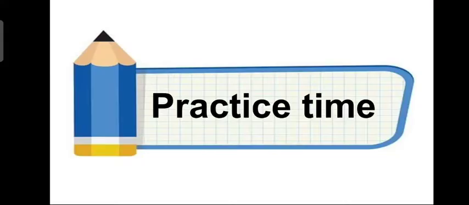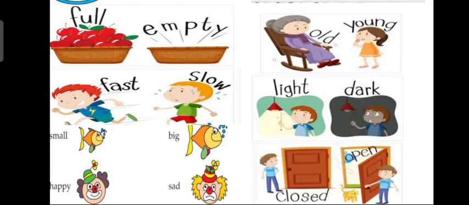Now practice time. Look at the pictures carefully and read with me. What do you see in the first picture? We can see a basket. A basket is full of fruits and the other is empty. So the opposite of full is empty. Very good.